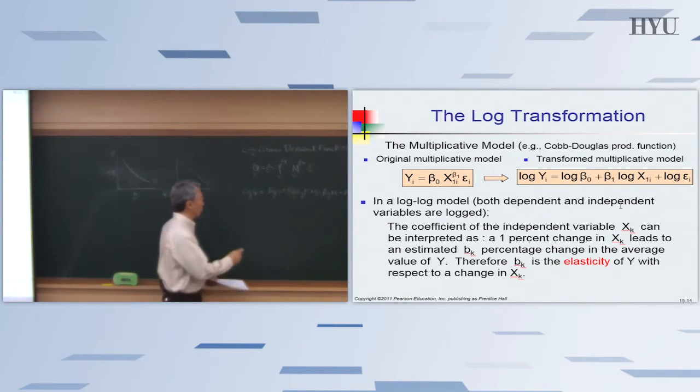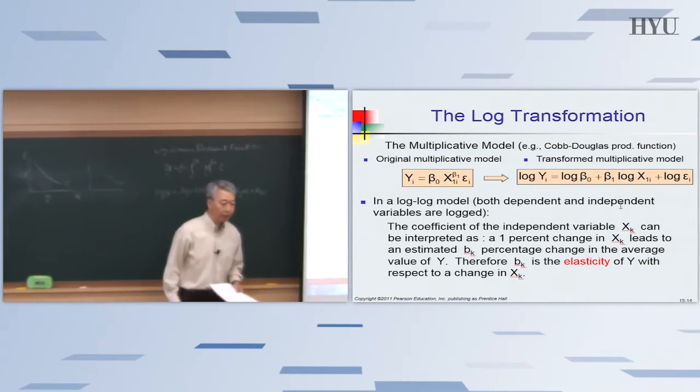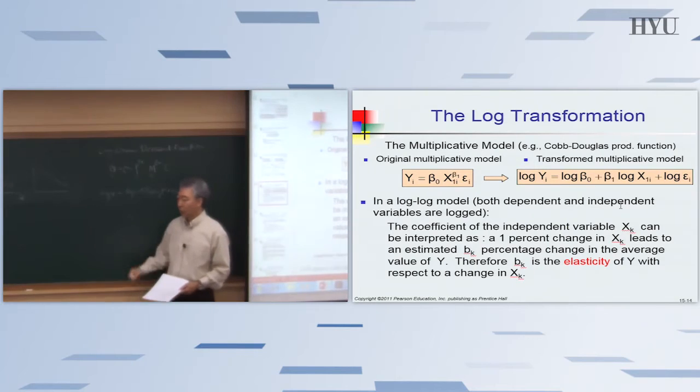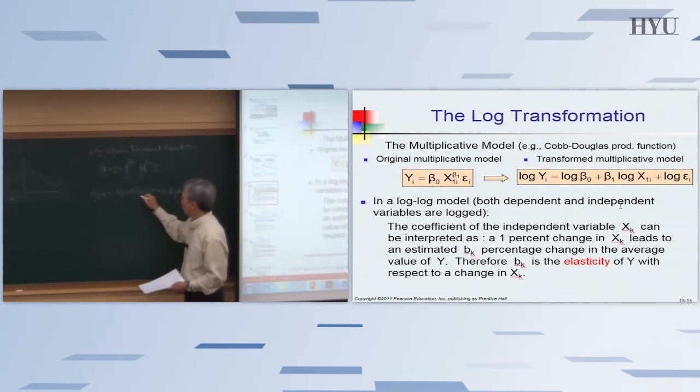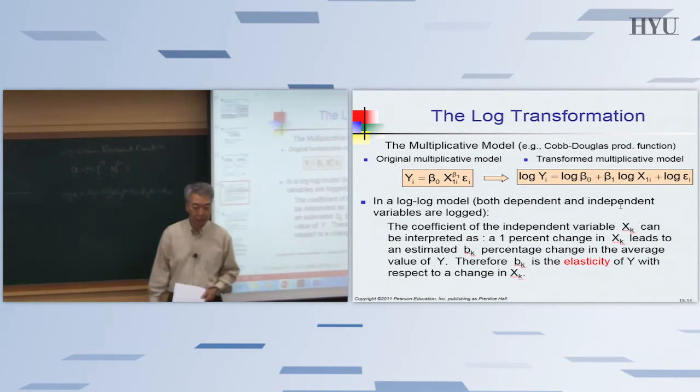Right? So once you estimate that, estimating is pretty simple. I mean, you have the data on quantity and price and the income, right? So you simply take the log of all the variables and just run the regression, right? And you will get all these estimates. But in that case, what will be the interpretation of this beta 1 coefficient or B1 estimate?